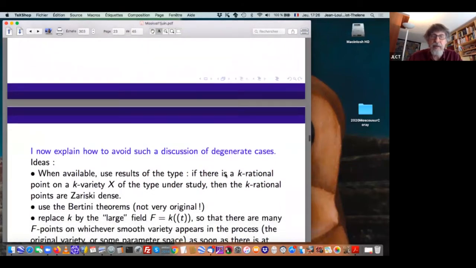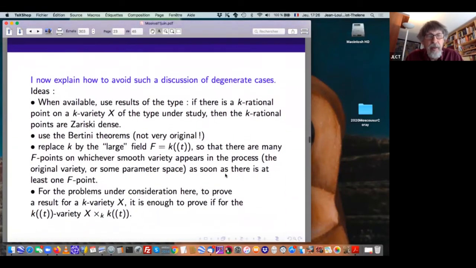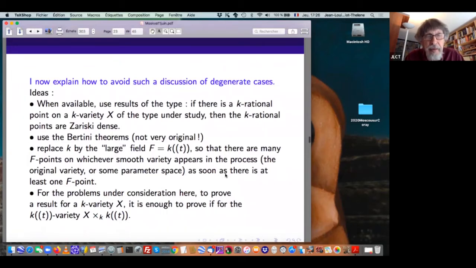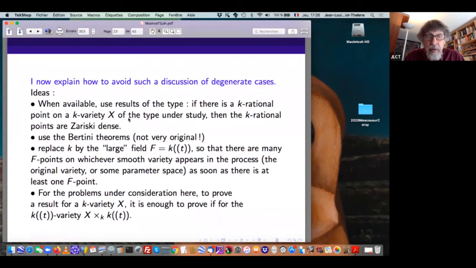Now I explain how to avoid the discussion of these degenerate cases, and I reveal on this slide what the main ideas are. One available result is of this type: if there is a k-rational point on a k-variety X of the type under study, then the k-rational points are Zariski dense. And this is of interest even if you start with a cubic surface which has no rational point to start with, because you look at what happens over a field extension. Over that field extension, you have a closed point of, say, degree d. Over that field, the cubic surface acquires a rational point. So because of what we know about rational points on cubic surfaces, it acquires lots of rational points, so you can move your point around.